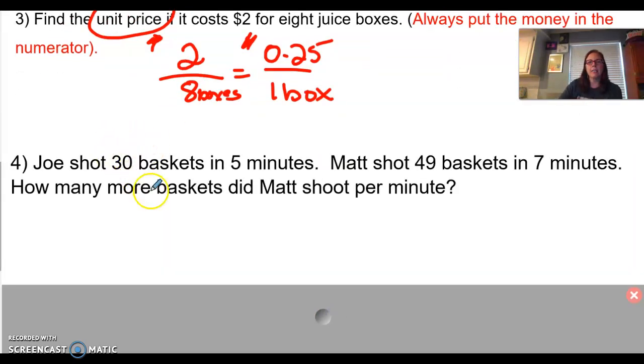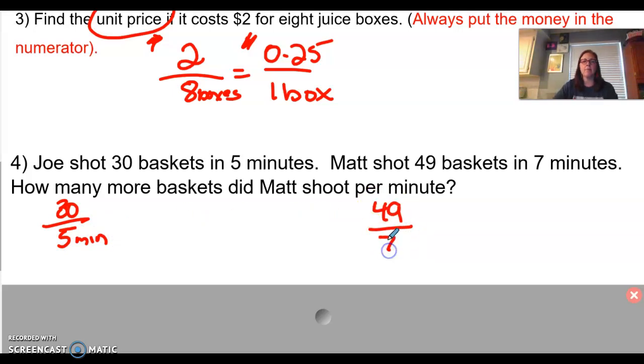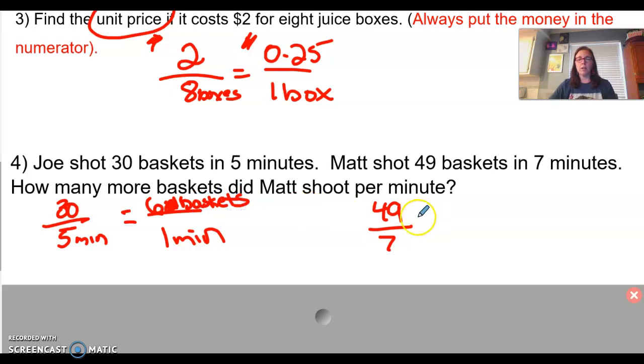Joe shot 30 baskets in 5 minutes. And Matt shot 49 baskets in 7 minutes. How many more baskets did Matt shoot per minute? So we have to figure out which one. This is for 1 minute. So 30 divided by 5. Oops, we should know that. See, even I get in the habit of using a calculator. 6 baskets. We're talking about basketball here if you're not a sports person.